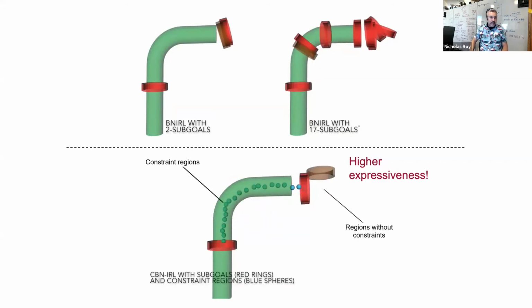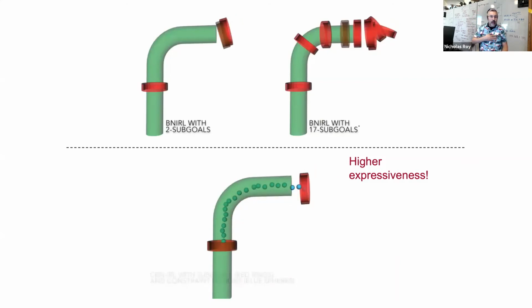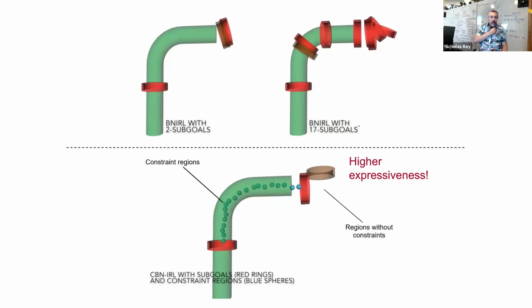So given a single demonstration of the robot passing a clamp over a straight pipe, we see in the top left what happens if Bayesian non-parametric inverse reinforcement learning is given two subgoals. It can't do the task at all because there is no collision-free path. Or if you try and execute the collision-free path in the top left, you'll have a collision.